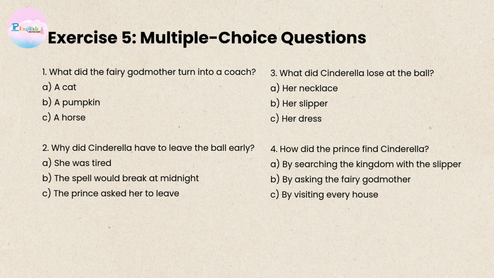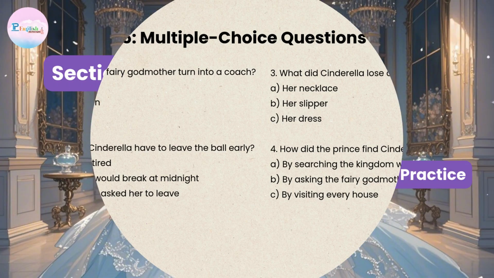A. She was tired. B. The spell would break at midnight. C. The prince asked her to leave. 3. What did Cinderella lose at the ball? A. Her necklace. B. Her slipper. C. Her dress. 4. How did the prince find Cinderella? A. By searching the kingdom with the slipper. B. By asking the fairy godmother. C. By visiting every house.